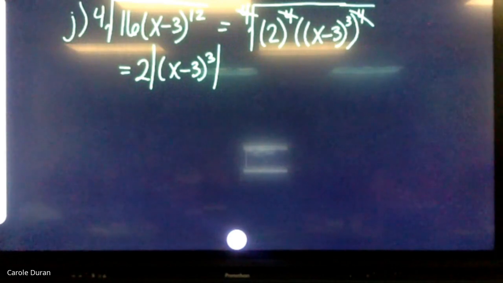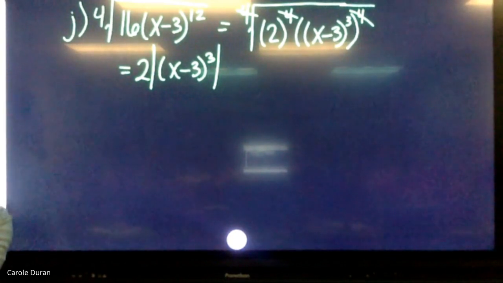Show of hands who got that answer with the absolute value sign in it. Jimena, honey, where'd we go wrong? I messed up with parentheses x minus 3. Okay, so what are we messing up on, do you think? Or talk me through your process. I keep forgetting about the 12th power and the 4th.